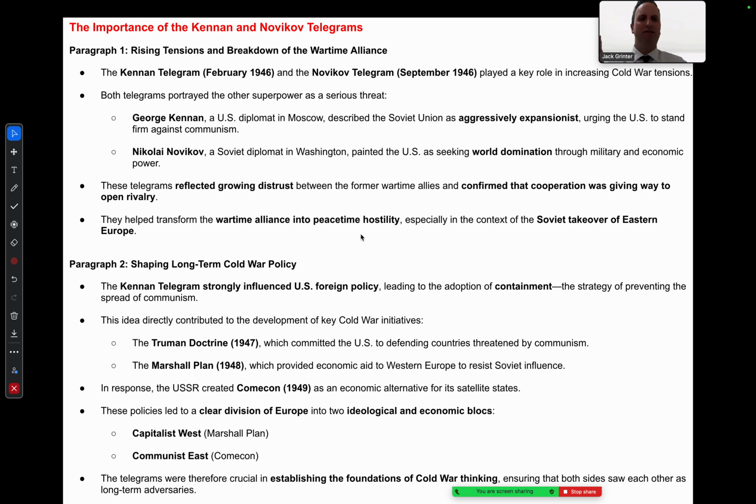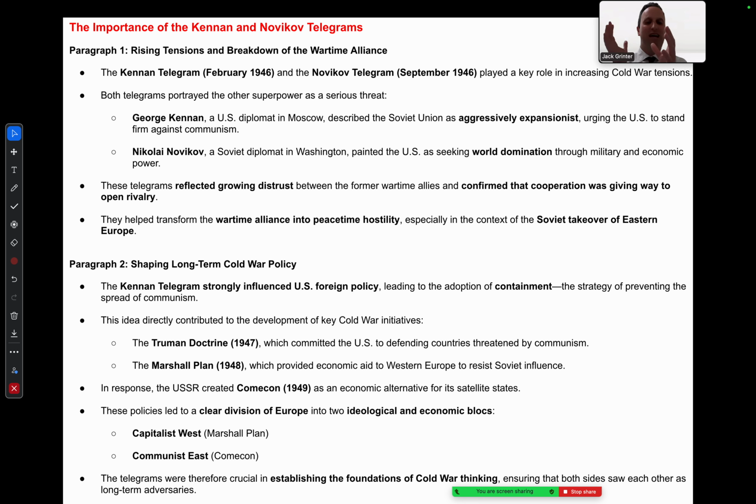I'd say, increased Cold War tension. Increasing tension is going to be a classic thing you're going to write in your exam. They both portrayed the other superpower as a big threat, there was distrust between them, and they both were important in turning the wartime alliance into peacetime hostility. With this one, it's a little bit like the short term, but then why they're important, you go more in the longer term.